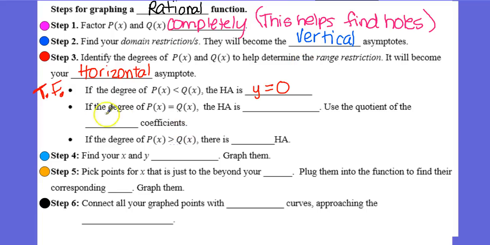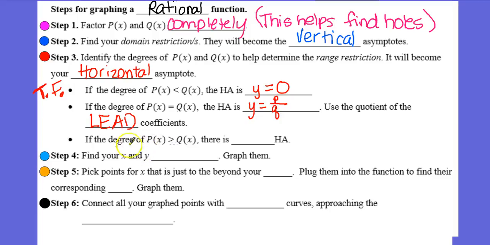Tomorrow's focus will be this one. If the degree of the numerator is equal to the degree of the denominator, the horizontal asymptote is y equals lowercase p over lowercase q. And I will explain that in more detail tomorrow. Okay, so it shifts the range. We're going to use the quotient of the lead coefficients. So we'll talk about what that means tomorrow.